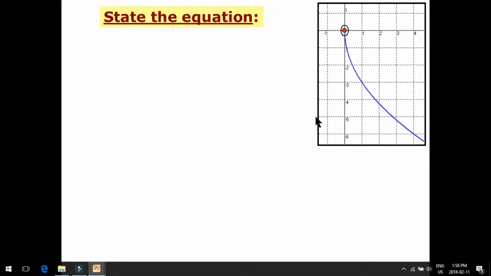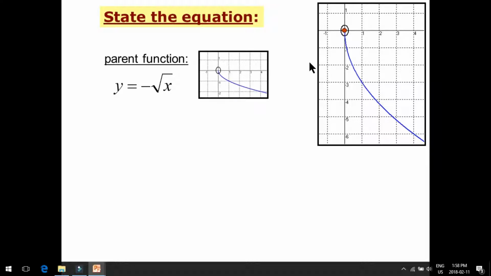State the equation. Looks like the bottom half of a parabola. There's the parent function, but it's been stretched. So we'll put an a there, and we've got to figure out a. And we remember that a is actual over expected. So consider this point here, 1, minus 3.